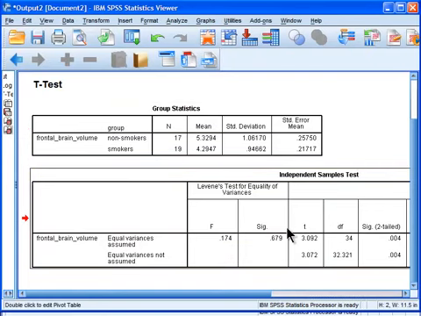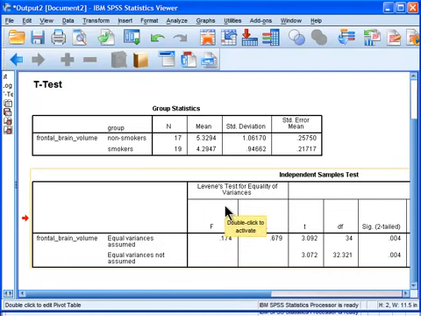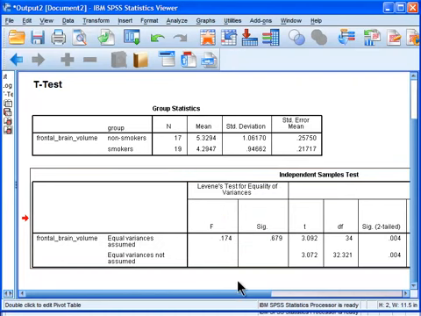So the next table that SPSS produces is the actual results of the t-test, but the first thing that it produces in this table is Levene's test of equality of variances. And this is testing the homogeneity of variance assumption. So the independent groups t-test assumes that the variance, or expressed as a standard deviation, are the same in both samples.